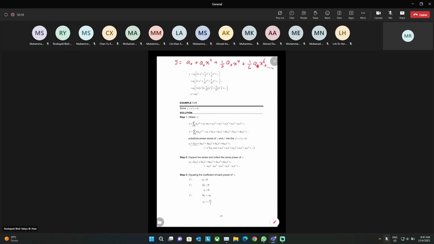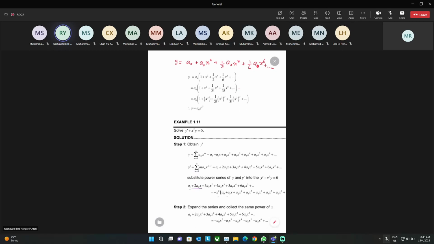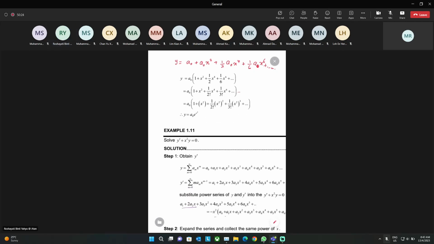Okay, so based on this, you can factorize this a naught. You can factorize this a naught, times 1, times x to the power of 2, times 1 over 2 x to the power of 4.